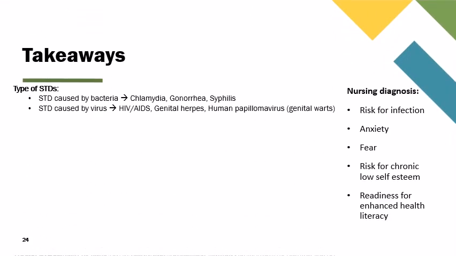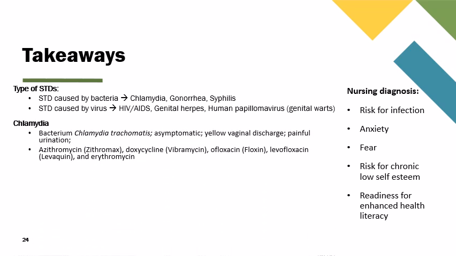Takeaways for today: we know that there are two types of STD, caused by bacteria and viruses. Chlamydia is caused by the bacterium Chlamydia trachomatis and is often asymptomatic. There may be yellow vaginal discharge with painful urination. Medications that can be used are azithromycin, doxycycline, ofloxacin, levofloxacin, and erythromycin.